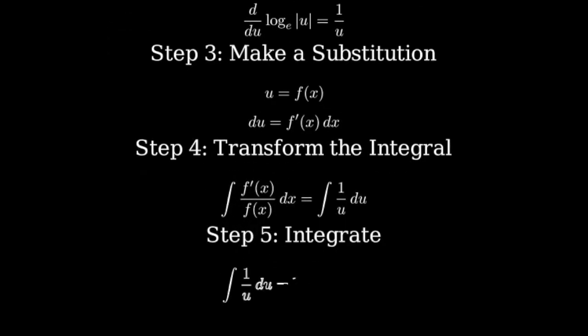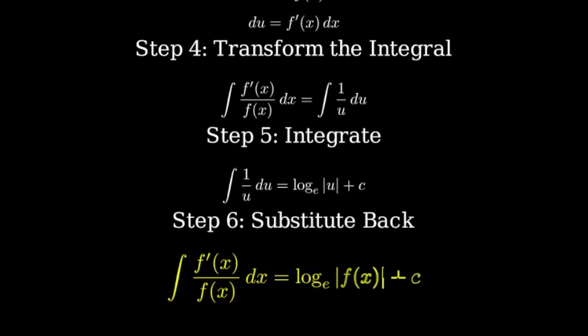Step 5. Now we can integrate. The integral of 1 over u du equals the natural log of the absolute value of u plus c. Finally, step 6. Let's substitute back u equals f of x. This gives us our final answer, the natural log of the absolute value of f of x plus c.